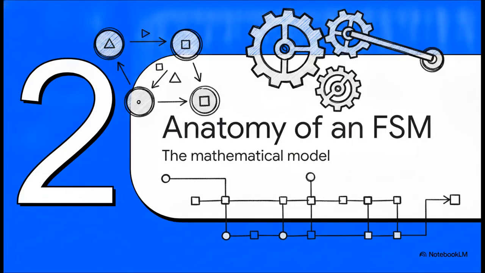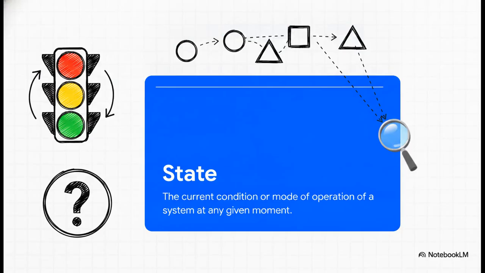Moving on to part two, anatomy of an FSM. Let's deconstruct this mathematical model. An FSM is basically built on three core components. The very first one is a state. A state is really just the current condition or mode of operation of a system at any given moment. The golden rule you've got to remember here is that at any specific instant in time, the machine exists in exactly one state. Think of a traffic light. It's either red, yellow, or green. It's only ever in one of those conditions at a time.